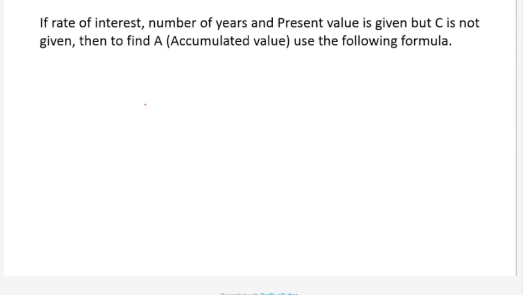Now, look at this point. If rate of interest, number of years, and present value are given, but C is not given, then to find A, that is accumulated value, use the following formula. What is it saying? What should be given? Rate of interest, that is I. You will get N. And present value, that is P, is given. But C is not given. Then to find A, accumulated value, use the following formula.